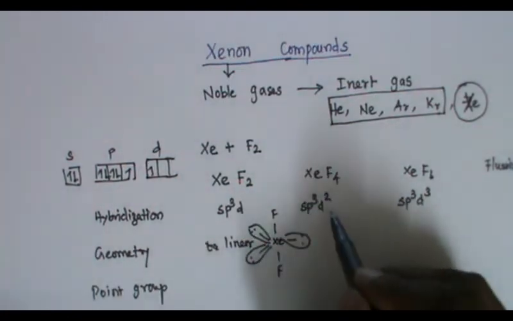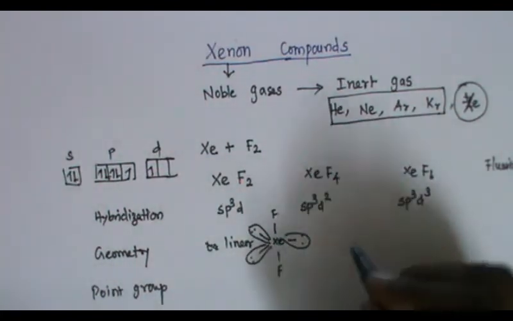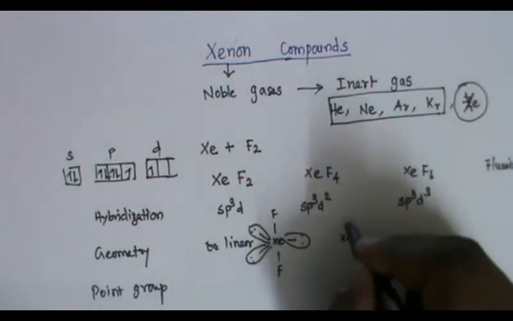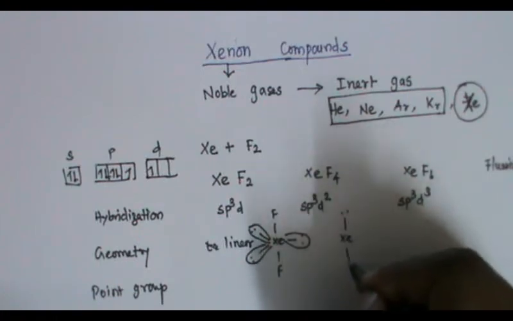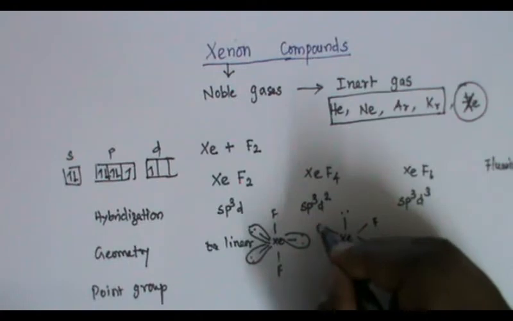What about this? When you go for sp3d2, there will be 2 lone pairs and 4 bond pairs. So total 6. That is nothing but octahedral geometry. It will be something like this. There will be lone pairs here, and 4 fluorine atoms in a plane.